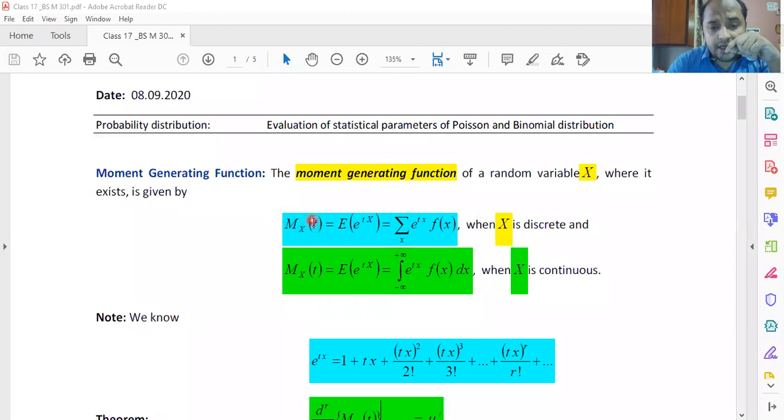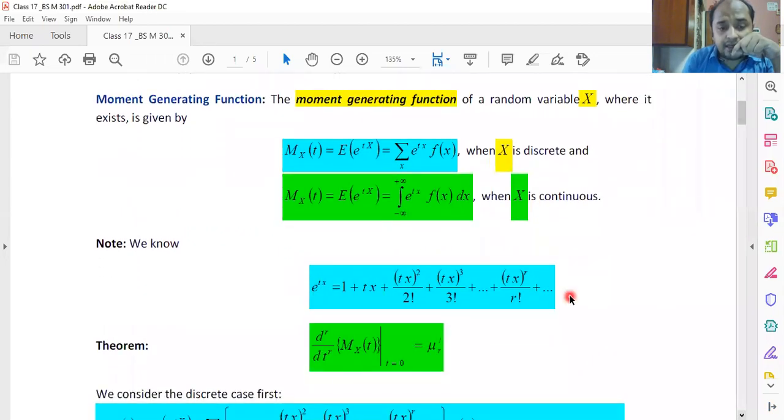Okay, so the moment generating function of the random variable will be denoted by this notation, and will be defined as summation over x, all possible values of the random variable capital X. Summation will be taken over e to the power tx into f(x). f(x) is the probability mass function if capital X is discrete. And as usual, the moment generating function of a continuous random variable is obtained when we replace summation by integration, and integration is taken over the entire real line. This is the definition of moment generating function.